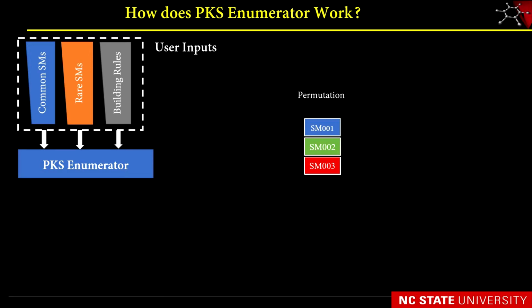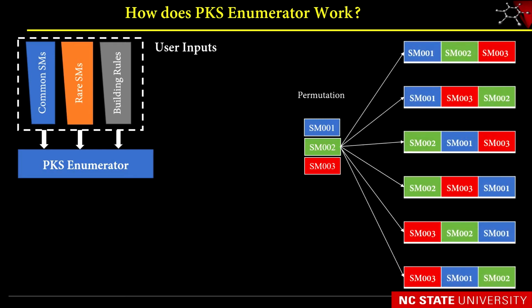If you have 3 different building blocks, you can create 6 different permutations where the position of those building blocks matters. Essentially, it's the same idea. We are permuting all the building blocks that you have selected based on the building rules, and we create all possible arrangements of building blocks.